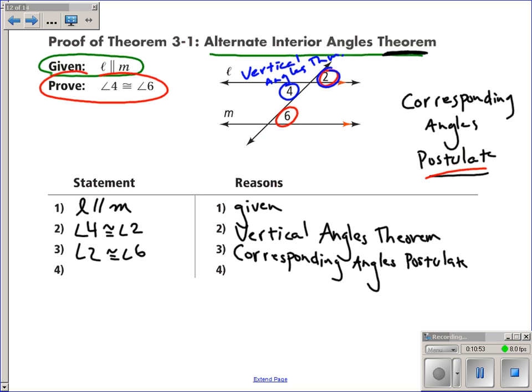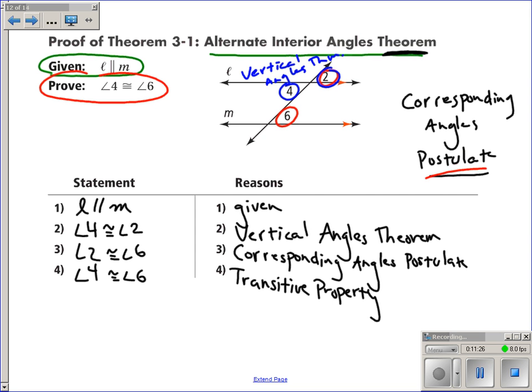Okay, now the thing I'm trying to prove is that angle 4 is congruent to angle 6. And that's true by the transitive property: 4 is congruent to 2, and 2 is congruent to 6, so 4 is congruent to 6. Now let me point out that I did not use the alternate interior angles theorem in any of my reasons, because I'm proving that theorem.